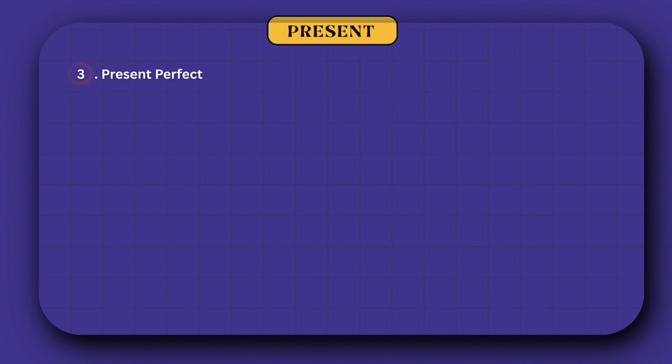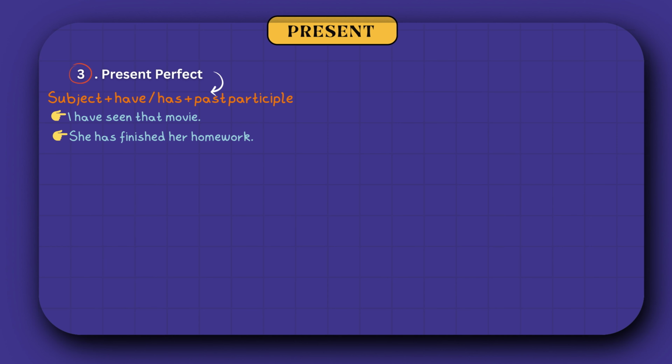Okay, let's talk about the present perfect tense. The structure is subject, have/has, plus past participle. For example, I have seen that movie. She has finished her homework. We use have with I, you, we, they, and has with he, she, it.